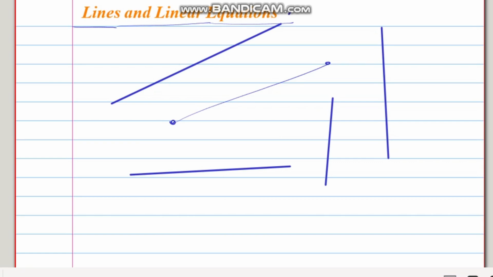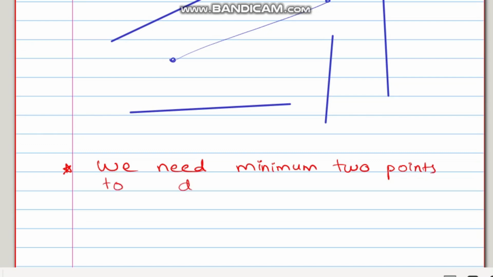So dear student, these all are lines, and let me write a very important point with the red pen. We need a minimum of 2 points to draw a line. We need how many points? Minimum 2 points to draw a line or make a line. This is a very important point.